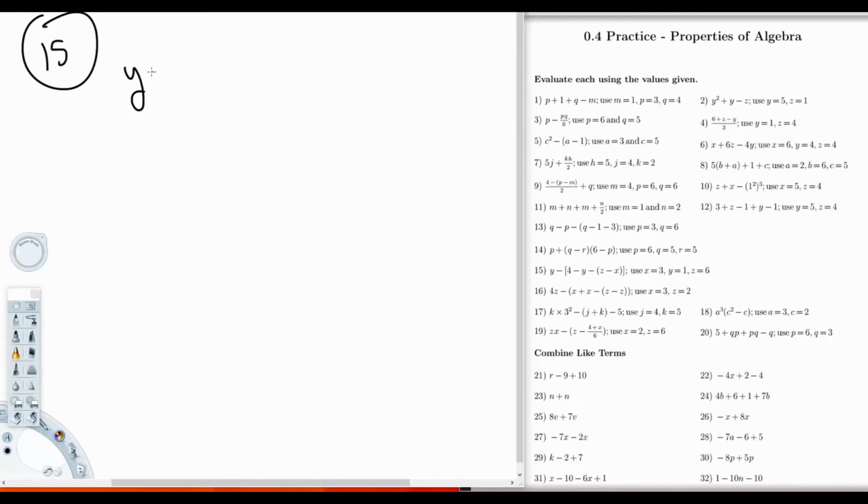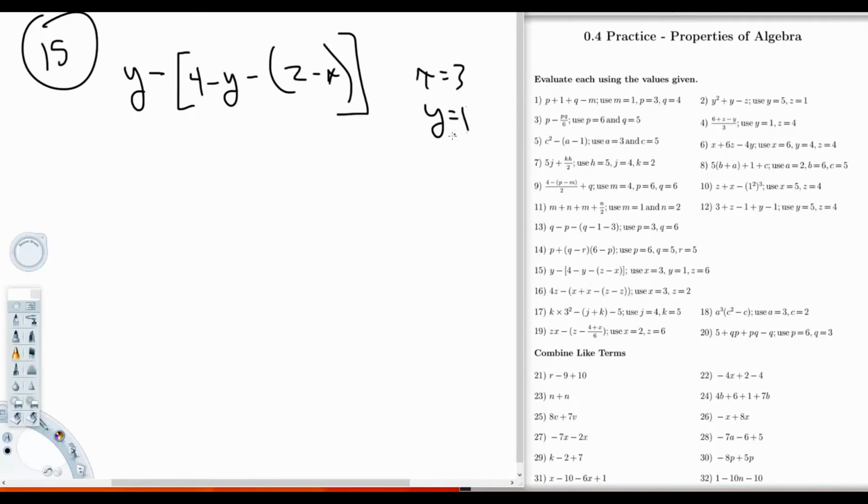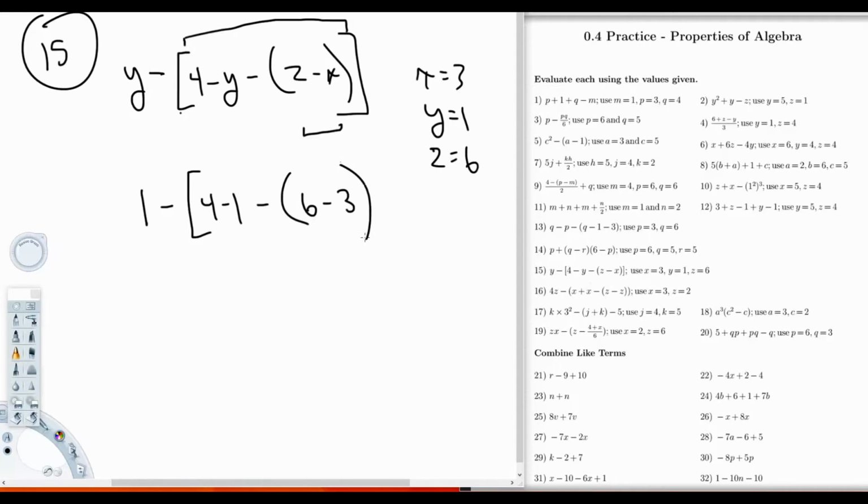15 now. Y minus 4 minus y minus z minus x. Oh, lots of brackets. Y equals 3. Z equals 6. Okay, am I okay? Can I get going? So lots of brackets here. There's one here. There's one here. And every time you have many brackets, you always start with the inside one and you work your way out. That's the best way to do it. But first we're going to turn all these letters into numbers, because each one of these letters represents a specific number. So 1 minus 4 minus 1 minus 6 minus 3.